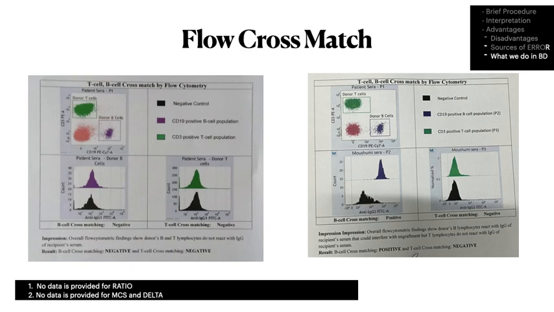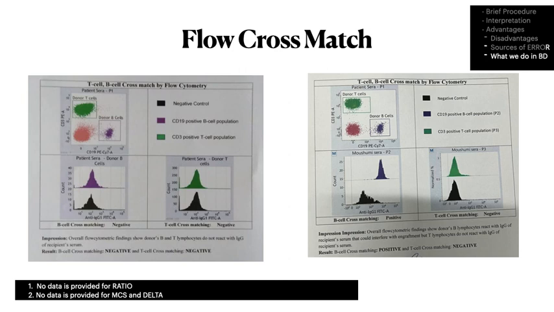So here is a test report in Bangladesh. We see that there is a problem here. The ratio is never given, the delta is never given, and the other technical parameters, such as the number of events, B cell events, T cell events, and total events, none of them is given. So basically, whenever there is a problem in the testing, there is no way that we will know whether it's a technical problem.